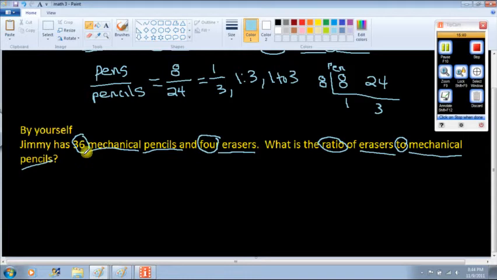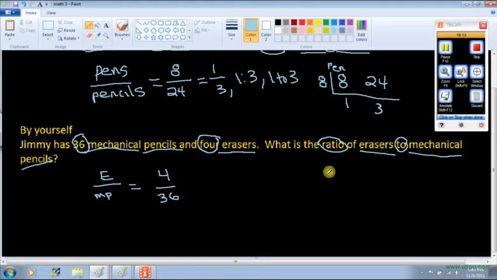So I hope that didn't trick you. So we're going to write the ratio in words first. It says erasers. I'm just going to put an E for erasers to mechanical pencils. So I'll put MP for mechanical pencils. And again, just set it equivalent. Erasers has to go with the erasers. So you see how these numbers are inverted compared to the question. So I'm going to put 4 to 36.